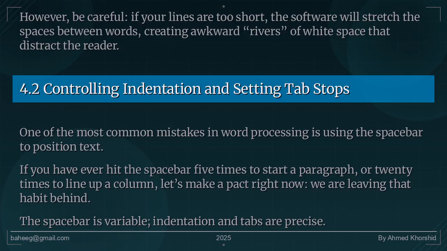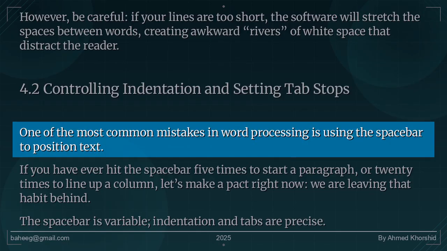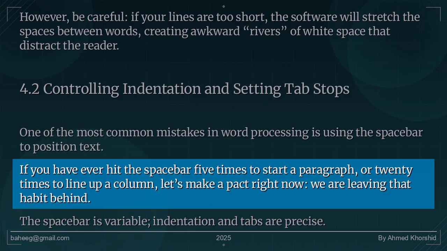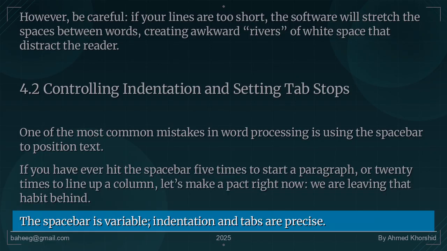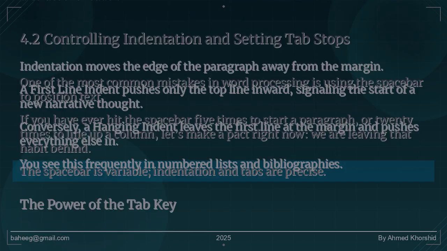For point 2, controlling indentation and setting tab stops. One of the most common mistakes in word processing is using the spacebar to position text. If you have ever hit the spacebar 5 times to start a paragraph, or 20 times to line up a column, let's make a pact right now, we are leaving that habit behind. The spacebar is variable, indentation and tabs are precise.